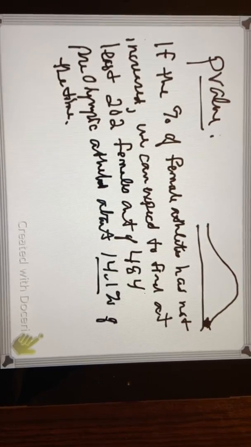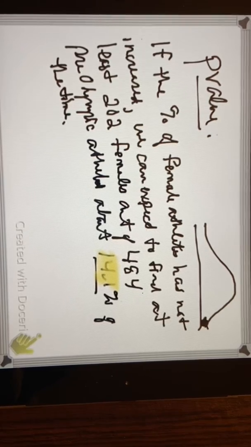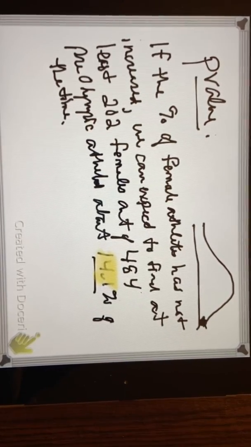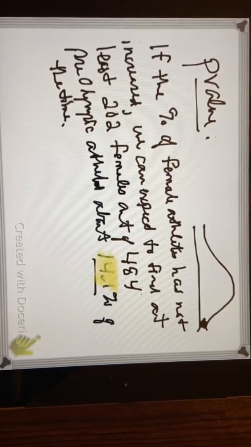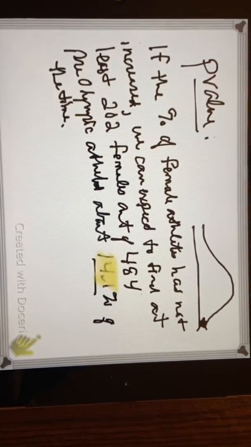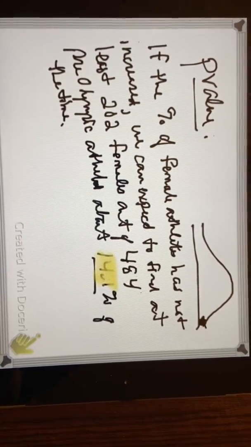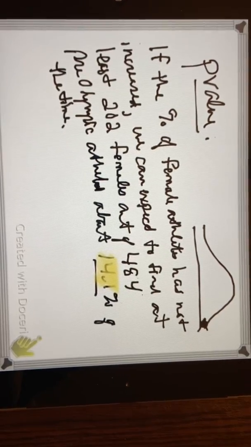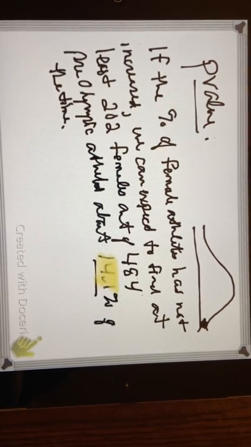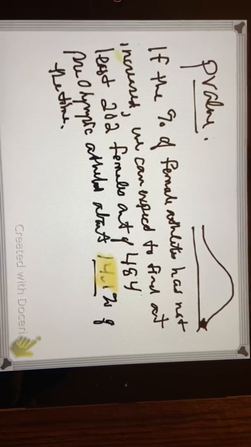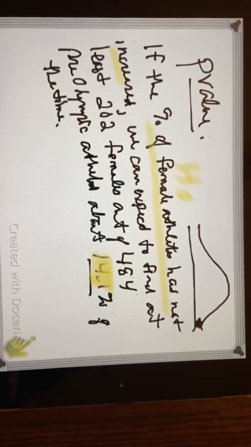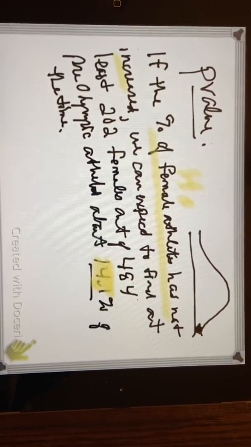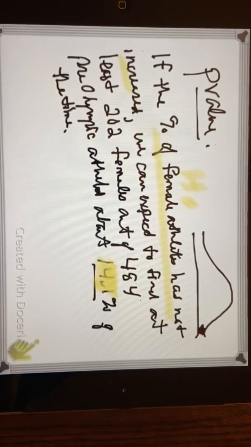Remember, we calculated this little guy earlier. And just put in contextually, if the percent of female athletes has not increased, we can expect to find at least 202 females out of the 454. I can't read my writing. 454 pre-Olympic athletes, about 14.1% of the time. So this piece right here is just saying has not increased. It's the null. This is just another way to say the null hypothesis right there. You might want to use this other option.